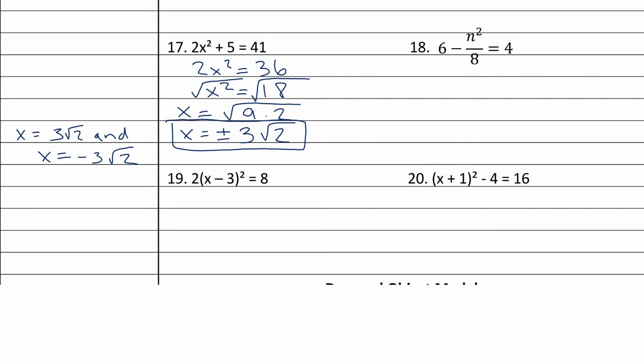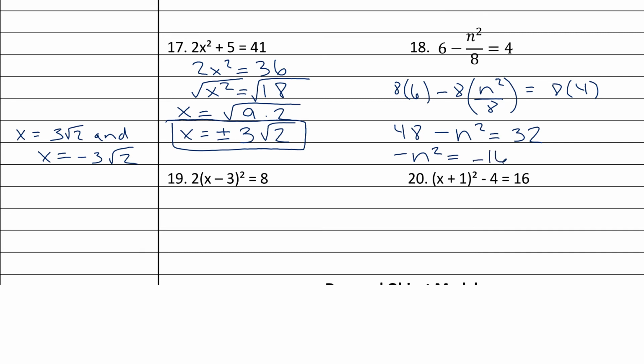Okay, so I need to get my n squared by itself. So right now it's being divided by 8. So I'm going to multiply everything by 8 to get rid of my fraction. So I'm going to have 8 times 6, 8 times n over 8, and 8 times 4. So I am going to get 48 minus n squared equals 32. Then I'm going to subtract 48 from both sides. I get negative n squared equals, I'm sorry, negative 16.